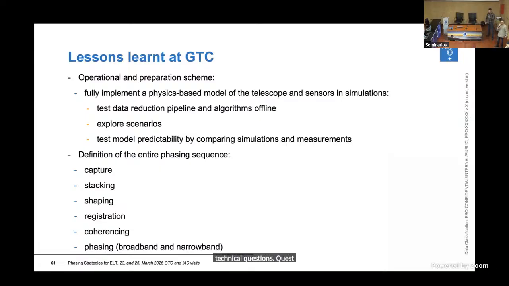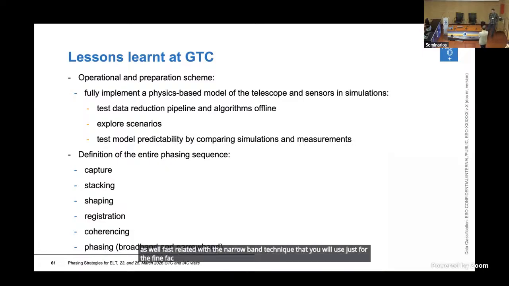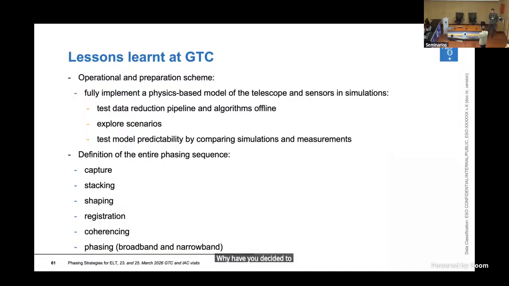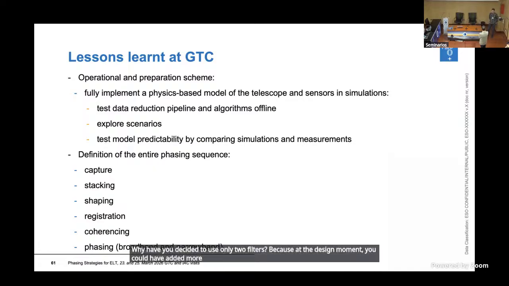Questions? There's one question related to the narrowband technique that you will use just for the fine phasing, once you have used the broadband approach. Why have you decided to use only 2 filters? Because at the design moment, you could have added more filters.